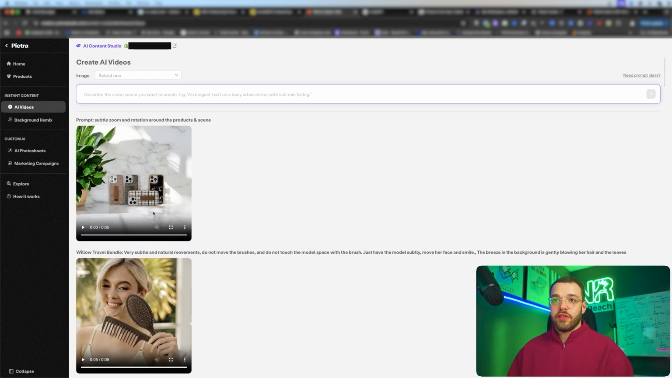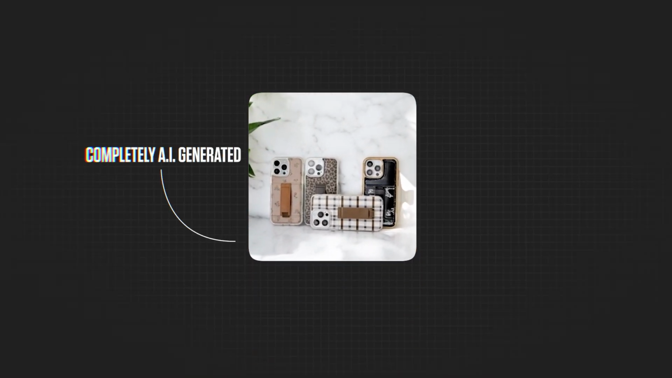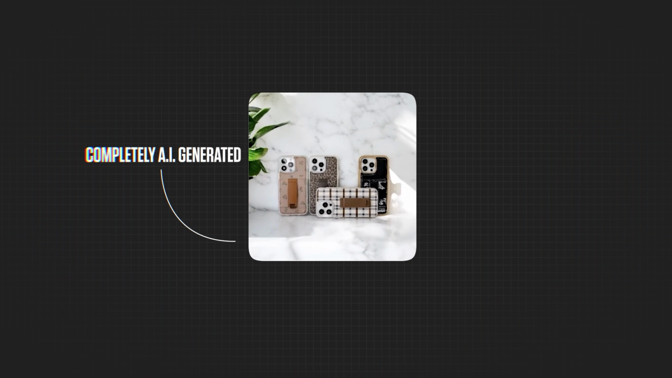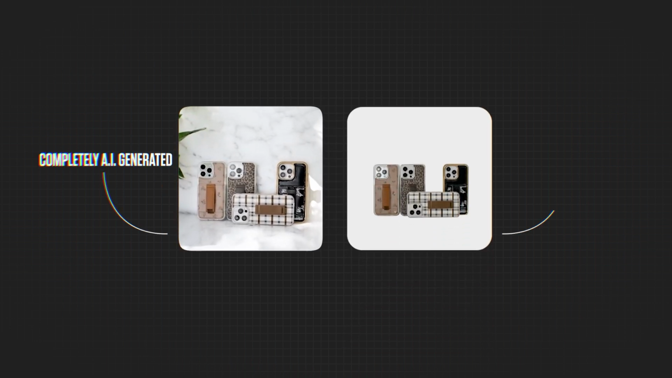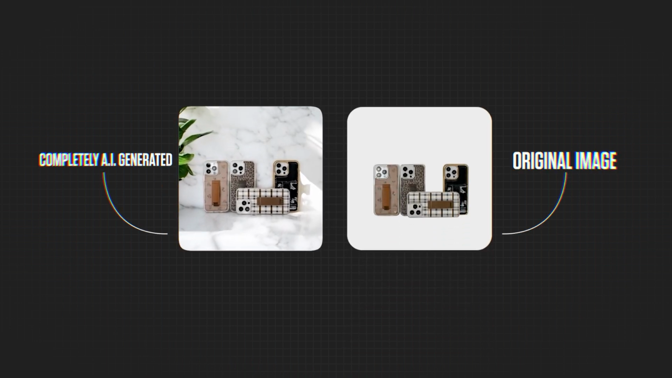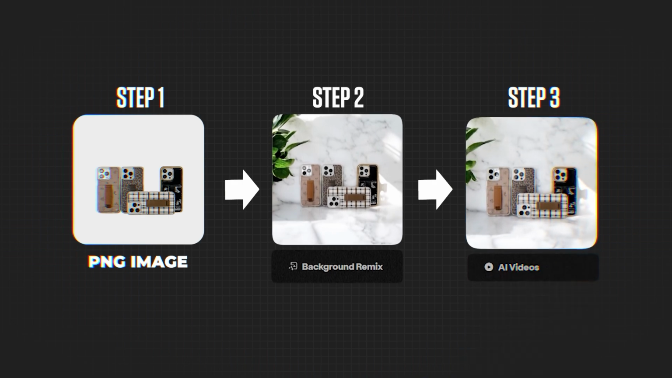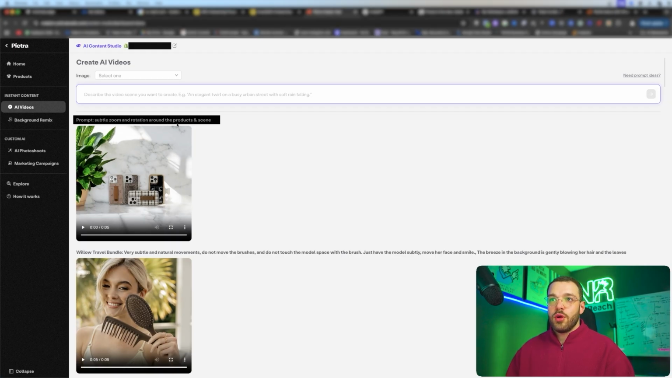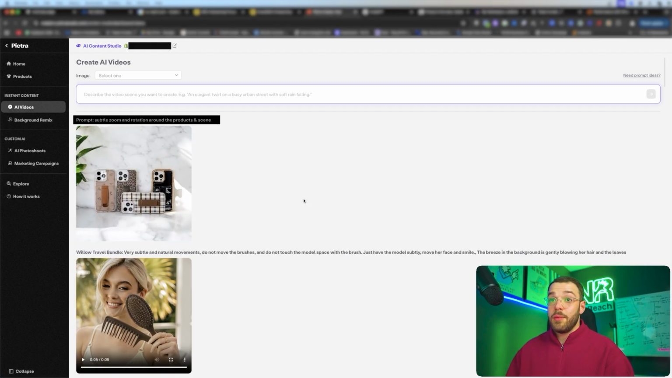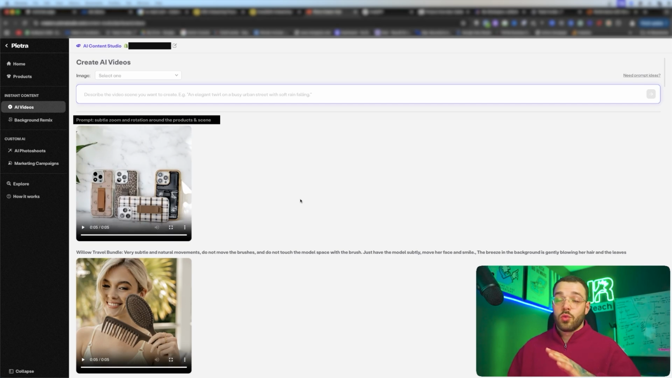A couple of other cool examples here. This photo is actually completely AI generated outside of the phone cases. This was actually not in this background. The original image was completely something different. We used the background remix tool and then made a video from it. So subtle zoom and rotation around the products and the scene. I mean, this looks pretty legit, right? Really, really cool.